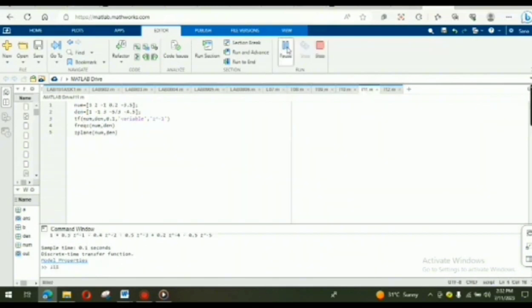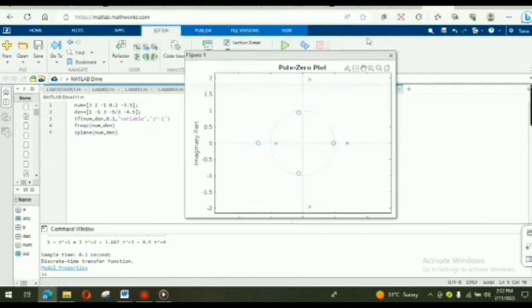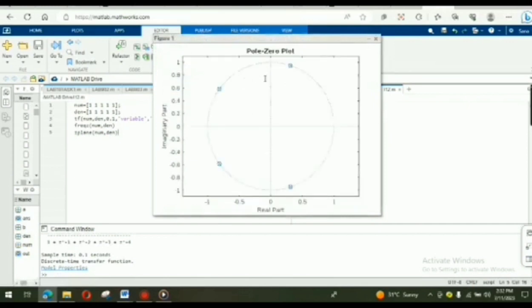Lab task number 11. In this one, the poles are outside of the unit circle, so this one is not stable. And in the last lab task, the poles are with the zeros, so both of them will cancel the effect of each other. But as we can see, the poles are on the unit circle, we can say that this function is partially stable.